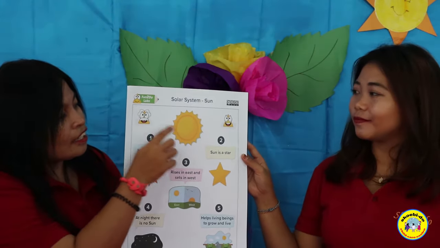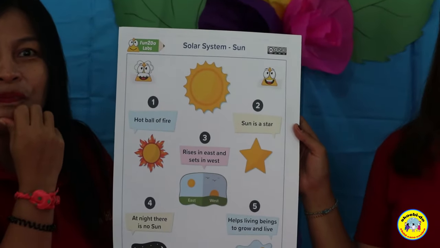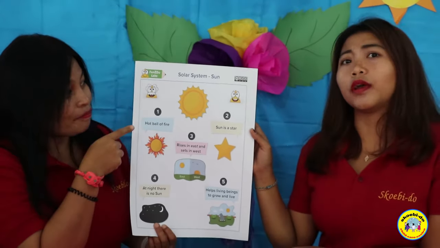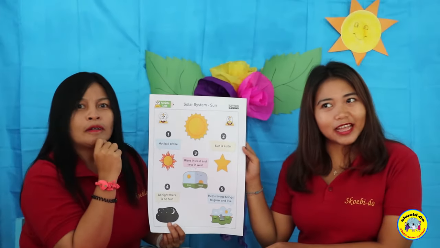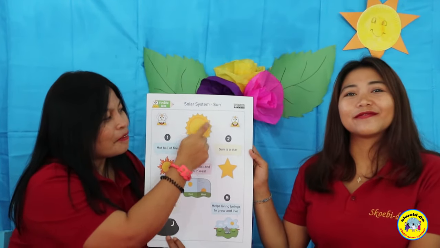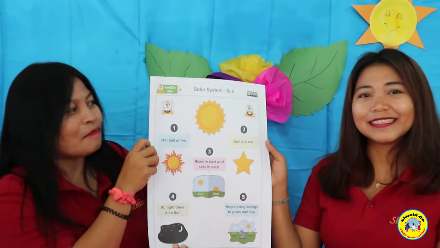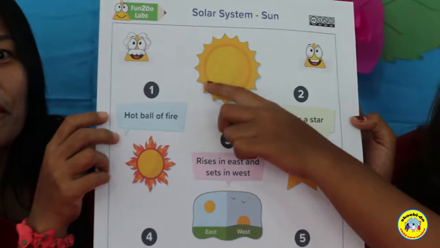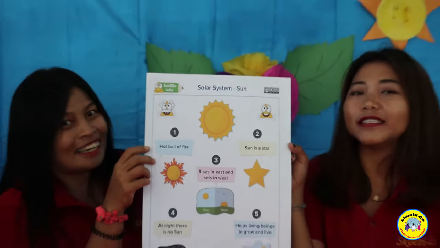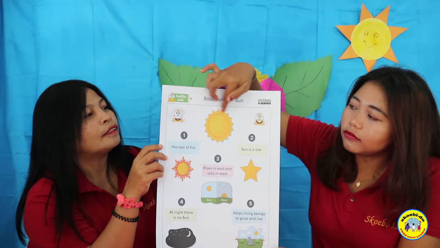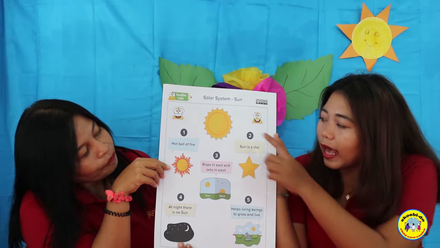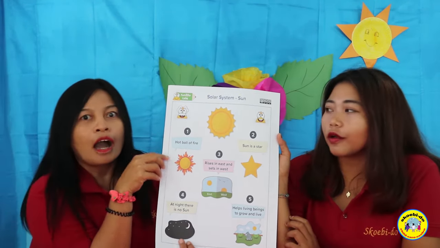So did you see the shape of our sun today? What is the shape of our sun? Is that a square? No. Is that a triangle? No. Remember the shape. Come closer and you can see. Look at the shape. Yes, that is a circle. So the sun has a round shape, like a circle. And also, the sun is a star, Miss Natasha.